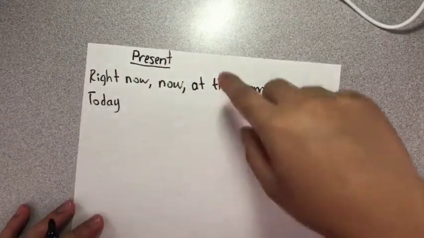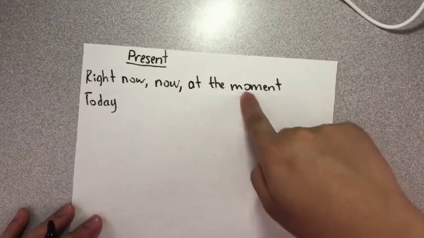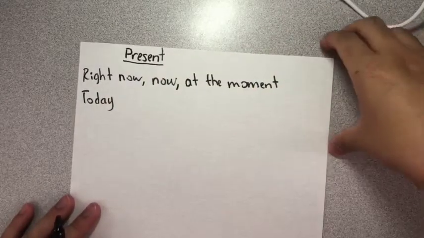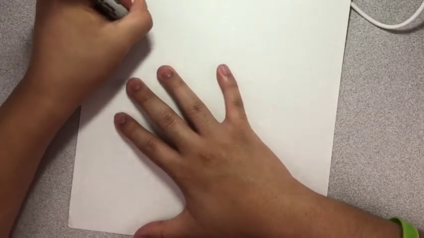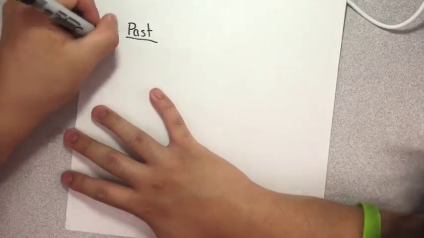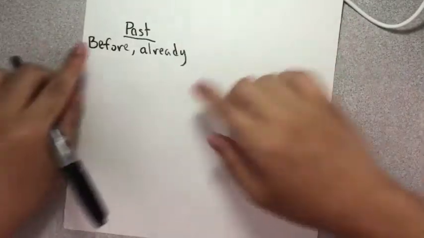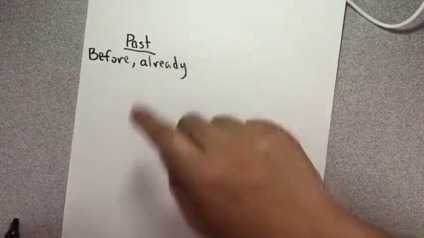So we know right now. Right now, I go to the store. I go to the store now. I don't know at the moment. I go to the store today. These are the words for the present. And then we have the past. The past is everything that happens before, it happens already. If you see words like before or already, then you know it's in the past.